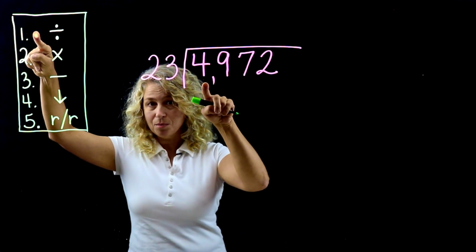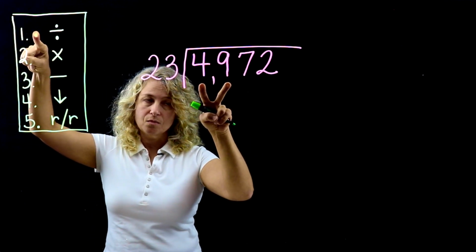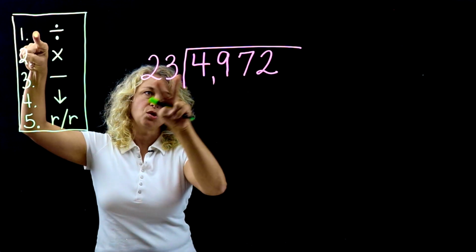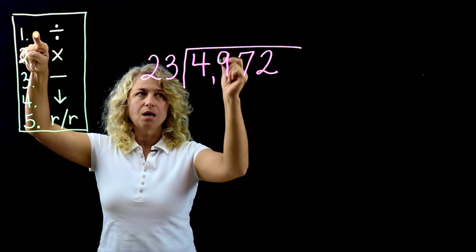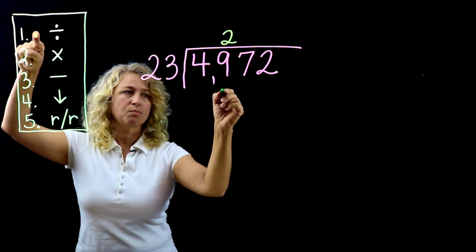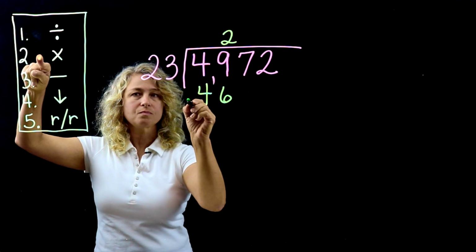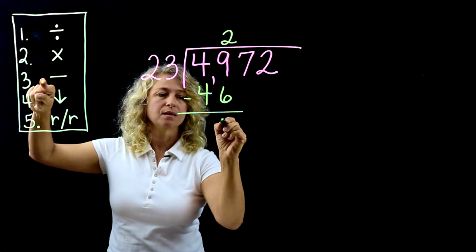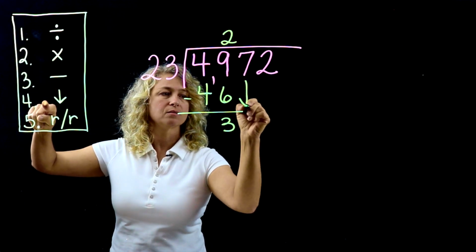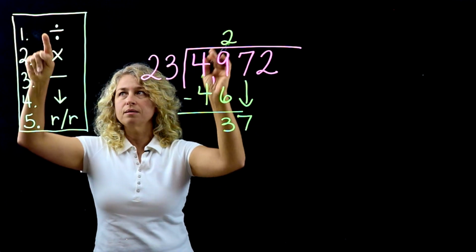All right, so 23. Will it go into 4? No. Will it go into 49? Sure. Now this is probably mental math when you know that 23 and 23, well that will go 2 times, right? So you can just multiply that. That's a fairly easy one. All right. Now subtract, bring down, and repeat or remainder. Repeat.